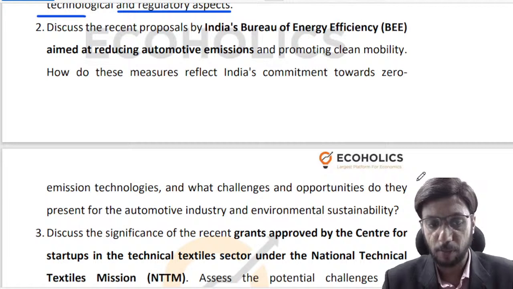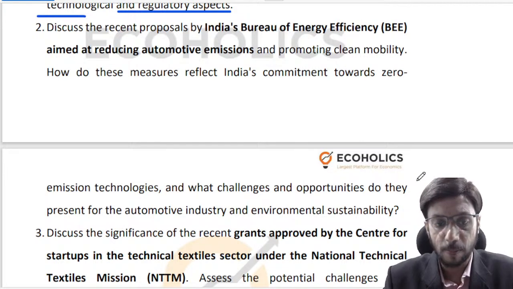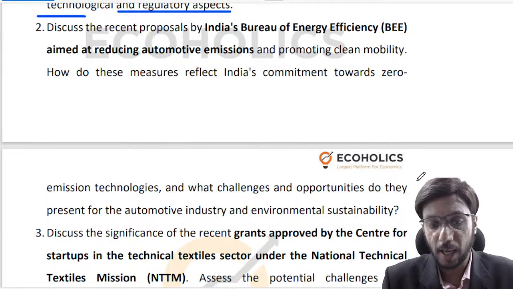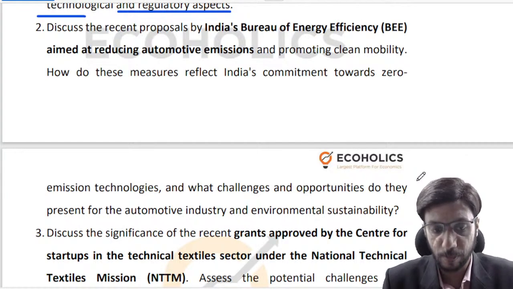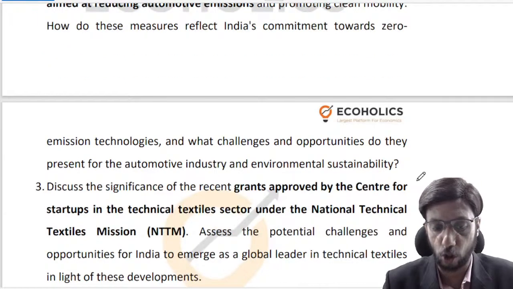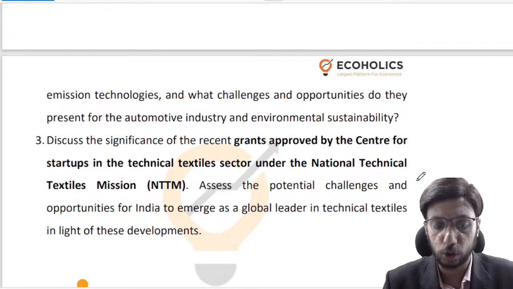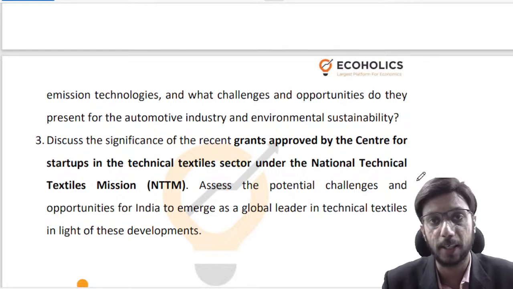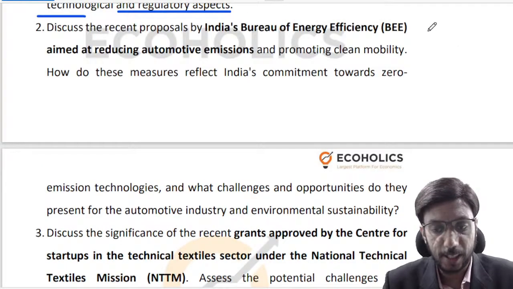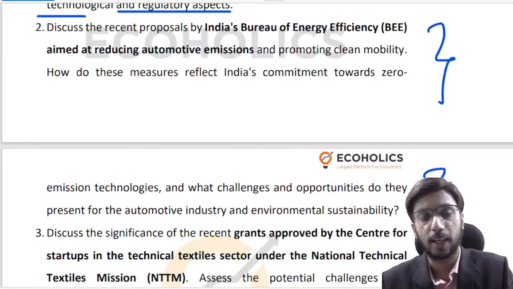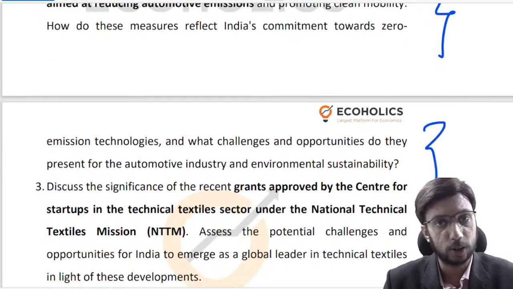The next question is something like this. Discuss the recent proposals by India's Bureau of Energy Efficiency aimed at reducing automotive emissions and promoting clean mobility. How do these measures reflect India's commitment towards zero emission technologies, and what challenges and opportunities do they present for the automotive industry and environmental stability? It is completely around automotives, pollution, electric vehicles, hydrogen powered vehicles, and so on.